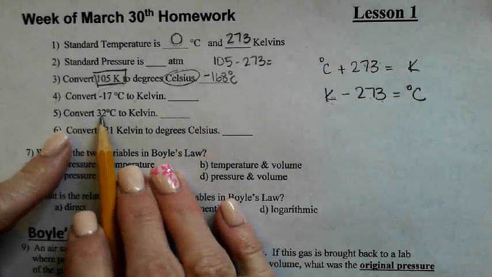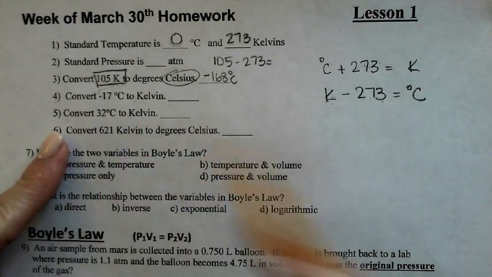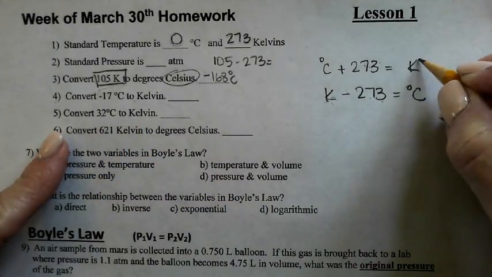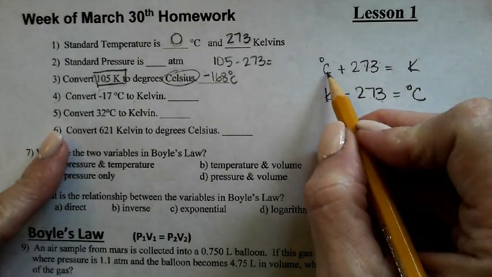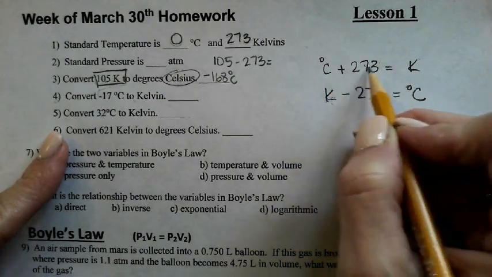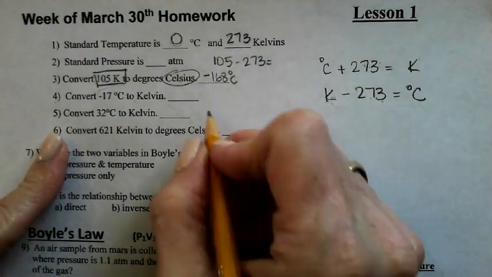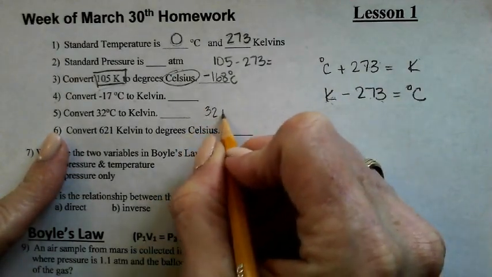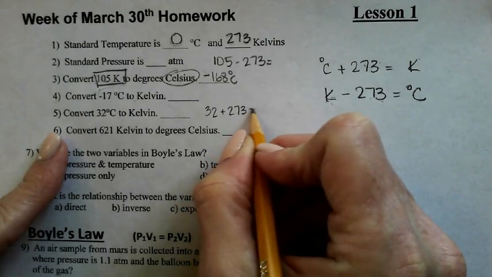Number 5, we're converting 32 degrees C to Kelvin. Well, if I want Kelvin, I'm going to use this formula right here. I'm going to put 32 degrees C plus 273, and that's going to give me Kelvin. So 32 plus 273.